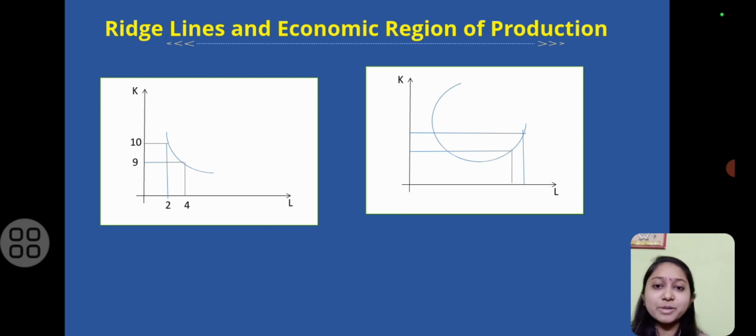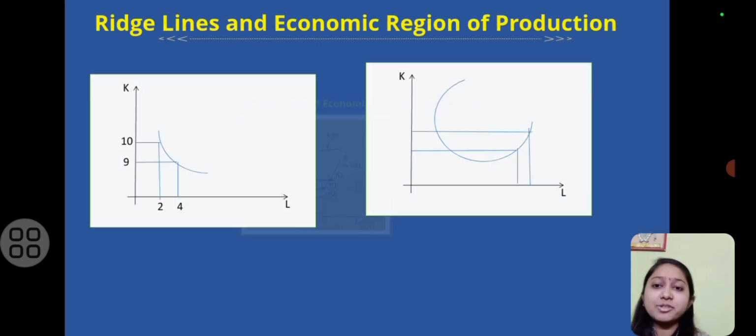So wouldn't a producer like to produce in such a region where more of both inputs is required? Absolutely not, because it would cost more to the producer, so the producer would not produce in the positively sloped region of isoquant. And from here we get the ridge lines and the concept of economic region of production. Producer will produce only where substitution is possible, where the isoquant is negatively sloped. No producer would like to produce on the positively sloped portion of isoquant.